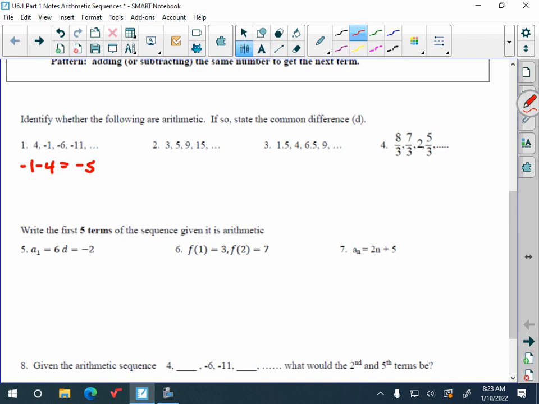All right, so let's say we took -11, that's the fourth term, and subtract off the third term. Do we get the same answer? Well, yeah, we get -5 again. So because it stays consistent, it's -5, this is arithmetic, and the D value is -5.